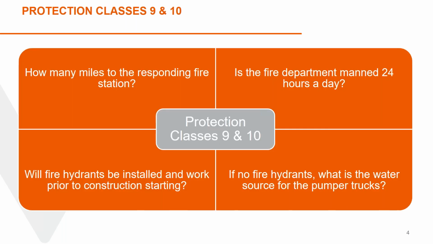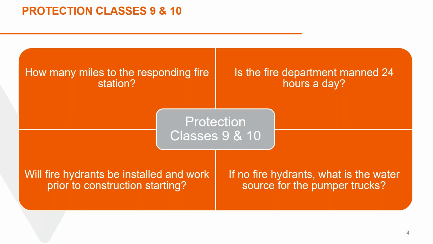All right, so the way we do it in our program is we have one rate and basically one set of underwriting guidelines for protection class 1 through 8. And to give you an idea, I looked at the map of the United States the other day, and about 90% of the United States is protection class 1 to 8. About 10% is still protection class 9 and 10.